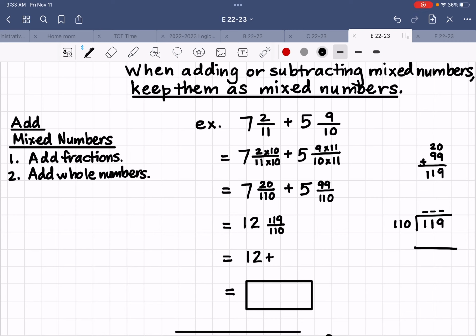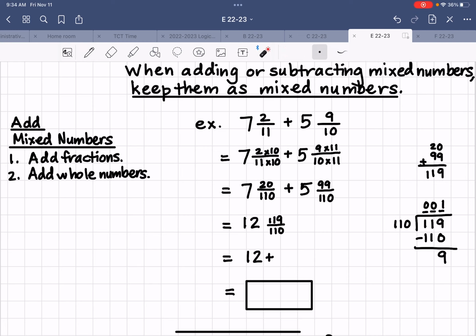All right, how many 110s are there in 1? 0. So we write a 0 up here. You can do 0 times 110 and subtract that from 1, but you're still going to end up with 1. All right, so then we are going to ask how many 110s are there in 11? There are 0, so we write a 0 right here. How many 110s are there in 119? There is 1. So 1 times 110 is 110, and we subtract that from 119, we get 9.